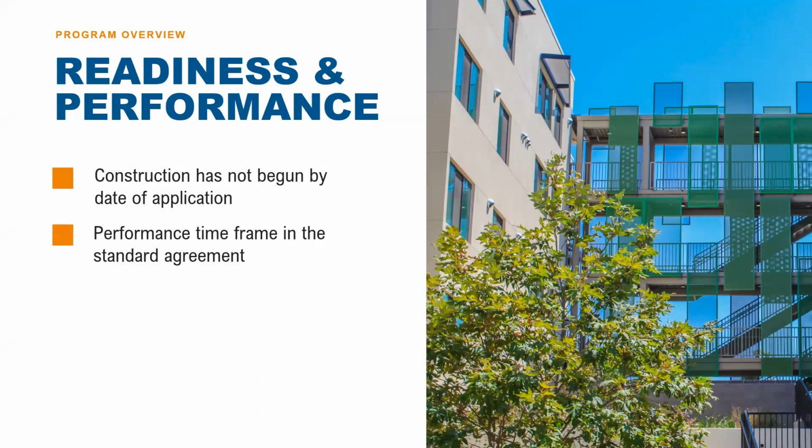Okay, so now I'll move on to some other critical ASIC guideline threshold requirements that will impact whether or not you can actually apply in any given round. And these are related to whether or not you're ready to go. So for both the housing and the transportation scope, ASIC can only fund projects that have not started construction, so keep that in mind. And regarding completion times, ASIC requires that the housing development be completed no more than 5 years from the signing of the standard agreement.